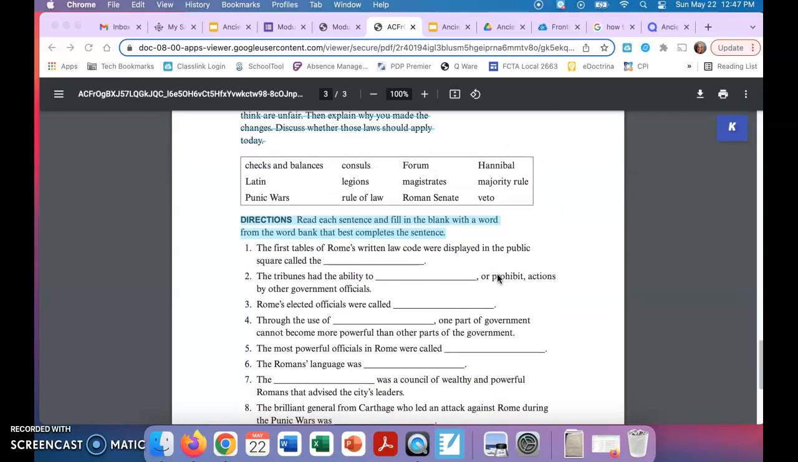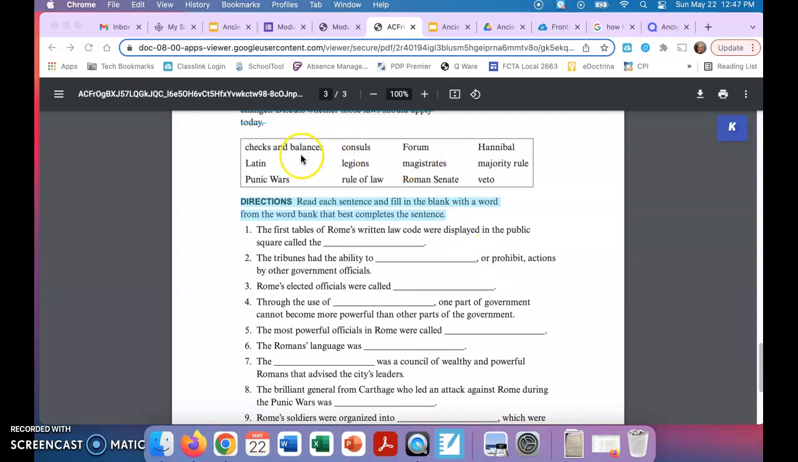Then on this last page, you have a box here with 12 words. You're going to read each sentence and put the correct word on the line to finish the sentence. So the words that we have, I'm going across the rows: checks and balances, consuls, forum, Hannibal, Latin, legions, magistrates, majority rule, Punic Wars, rule of law, Roman Senate, and veto. All of these words can be found in the readings on the pages before or in the key terms and peoples box to help you.